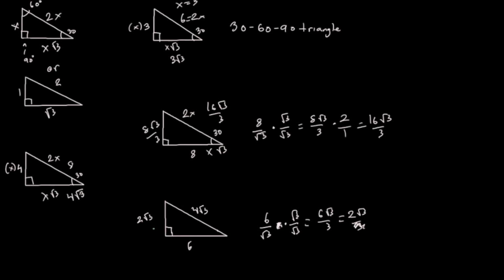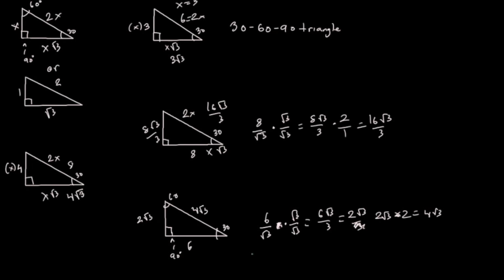And now we just have to make sure that the shortest leg, if multiplied by 2, will be equal to the hypotenuse. So 2 root 3 times 2 is equivalent to 4 root 3. And that's what our hypotenuse is here. So we figure out that this is also a 30, 60, 90 degree triangle. So overall, that's what a 30, 60, 90 triangle is, one of the special right triangles out there.